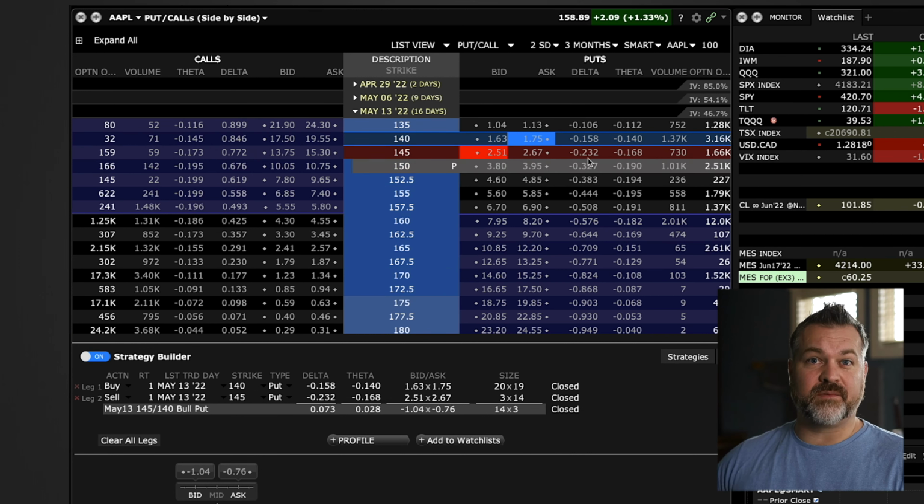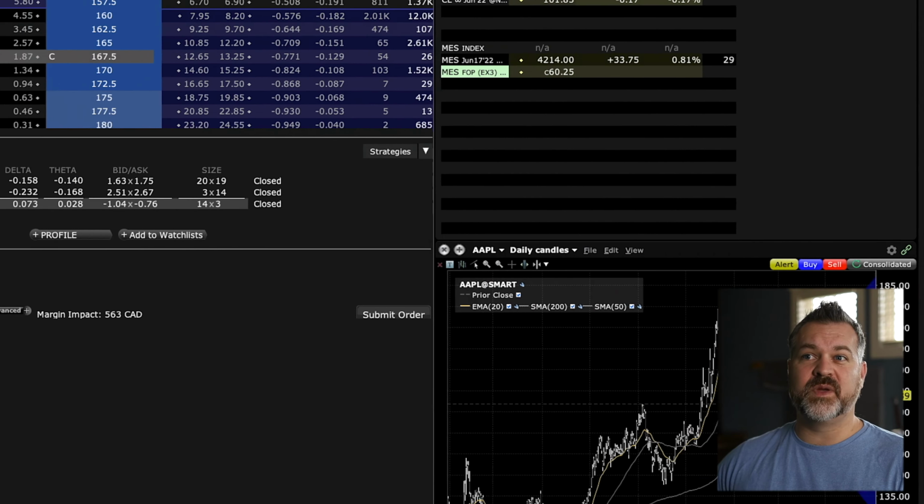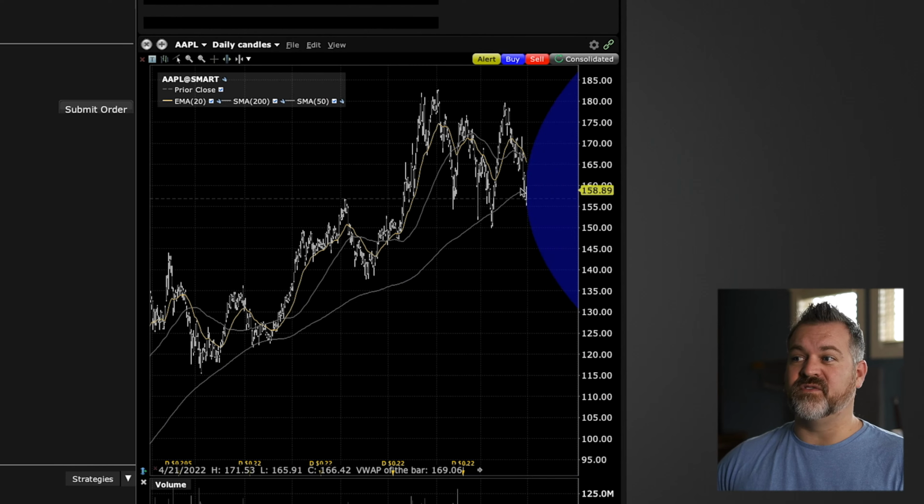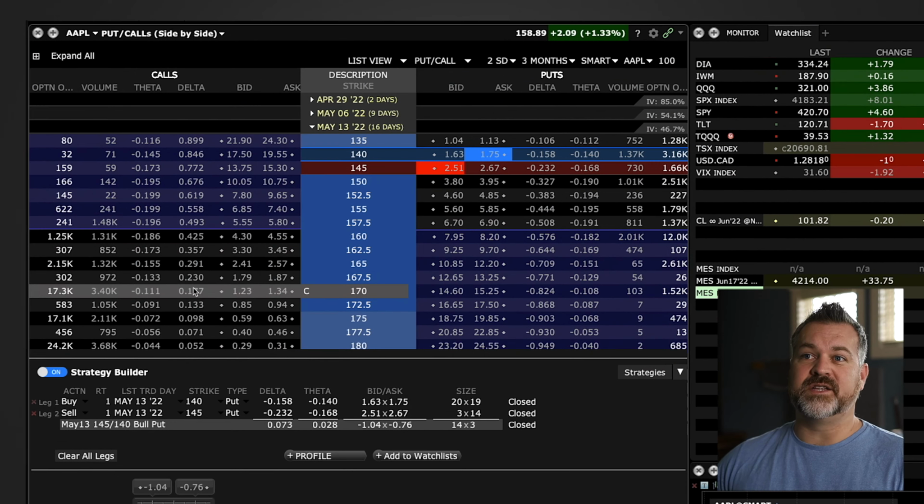An Iron Condor is generally a neutral strategy. So if we look at this, we're selling the 23 deltas. I'm assuming, looking at this chart, that Apple's going to move up. So I may not want to do the 23 delta. What I want to do is the 17 delta. So let me click on that.